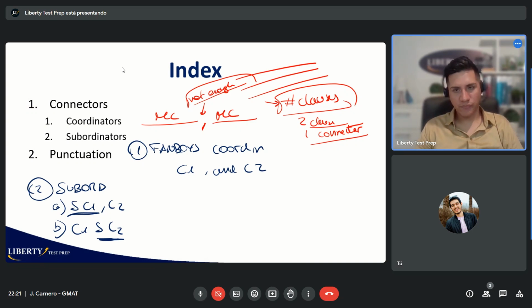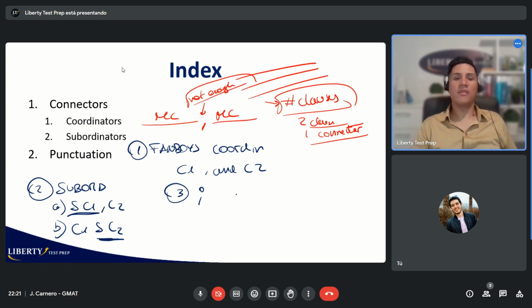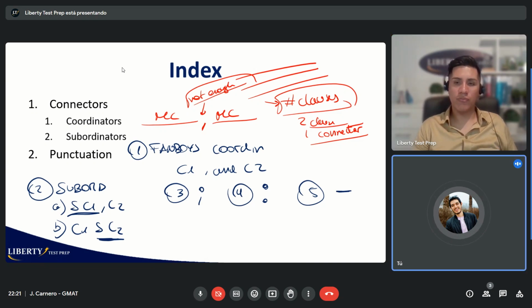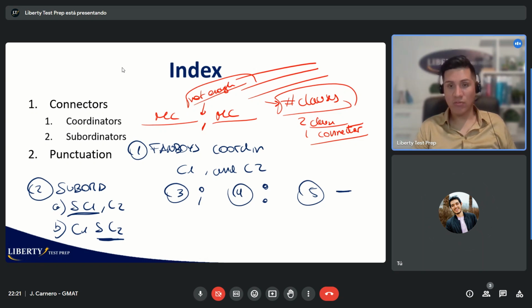Then we have number three, semicolon. We already know that. A semicolon joins two clauses. Number four, we have colon. And number five, we have the dash. The dash is kind of a chameleon. It's like a comma, like a semicolon or a colon. It doesn't have a real meaning of its own. It has no content. It just copies other punctuation marks.